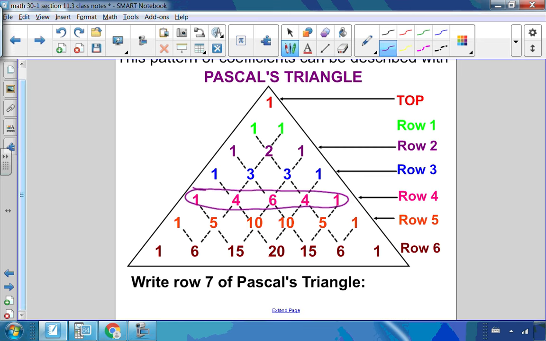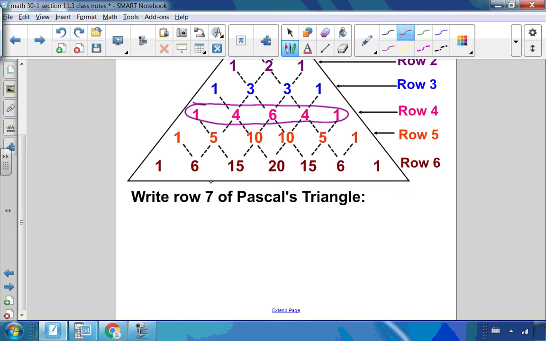If I wanted to write the 7th row of Pascal's triangle, I start with a 1 and I end with a 1. Now I'm always going to have one more term number, right? So when I had, like, say row 6, I'm going to have 1, 2, 3, 4, 5, 6, 7. If I have row 7, I should expect to see 8 terms.